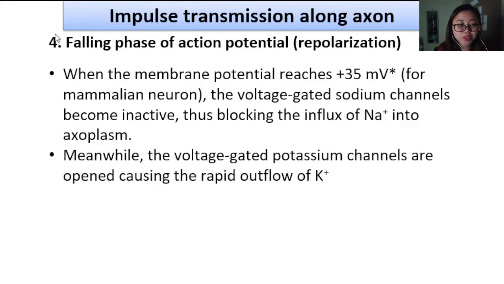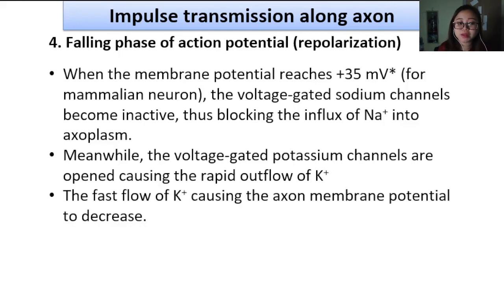Meanwhile, when we reach this stage, barulah voltage-gated potassium channels are opened, causing rapid outflow of potassium ions. So, mula-mula banyak potassium ion di dalam membrane. Sekali bila sampai kepada fasa ini, voltage-gated potassium channel akan terbuka dan potassium ion dari dalam membrane akan keluar kepada interstitial fluid. So the fast flow of potassium ions causes the axon membrane potential to decrease. And this will be at the peak of the graph.